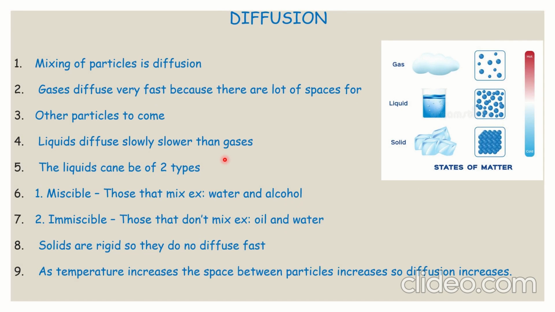Next up is diffusion. Diffusion is the mixing of two particles. That's really simple. Two particles mix. Gases diffuse very fast because there is a lot of space for other particles to come in. From our previous video, we know about gases and we understood that there is a lot of intermolecular space and less intermolecular force of attraction in gases. I've placed a picture over here. The gas atoms are like this. Since they have a lot of spaces, the particles of other substances can come and fit in these spaces.